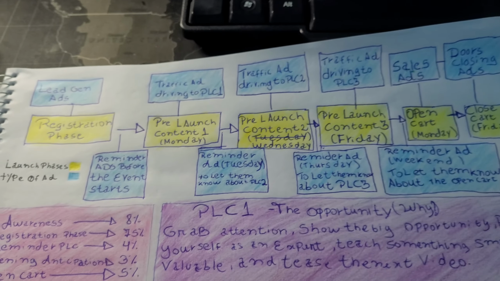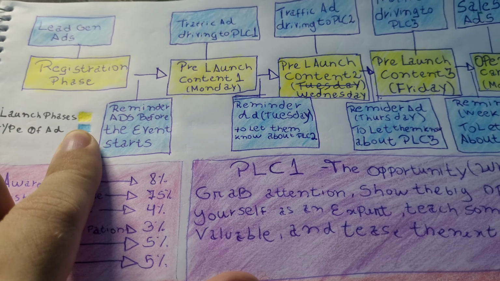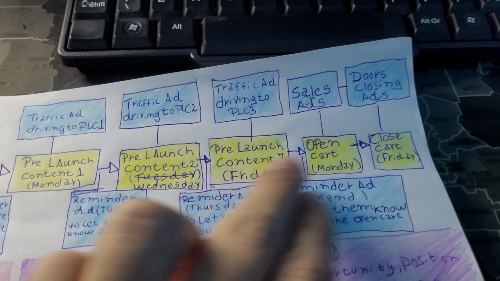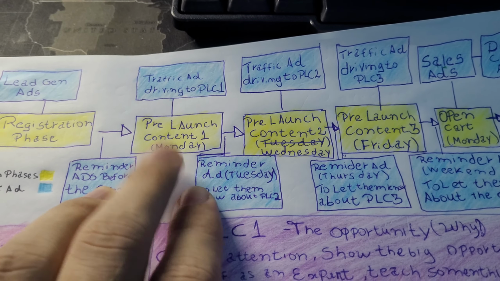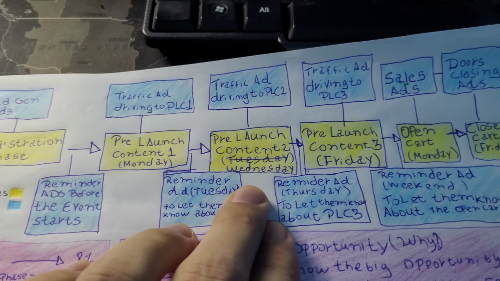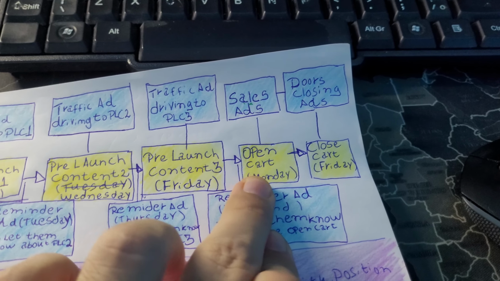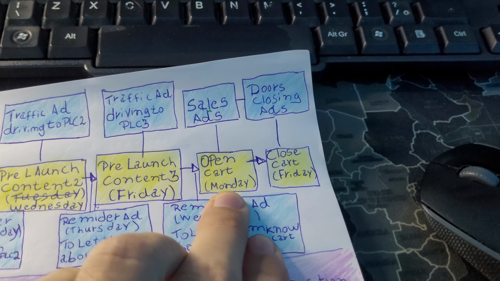Now we're going to check the whole strategy, okay? Because here we have the launch phases and the type of ad. So we have a registration phase, pre-launch content 1, 2, 3, open cart, and close cart. And here are the days that I recommend for you. You can start your pre-launch content 1 on Monday, your pre-launch content 2 on Wednesday, your pre-launch content 3 on Friday, and open the cart on Monday and close the cart on Friday. So it will be the open cart for a whole week.